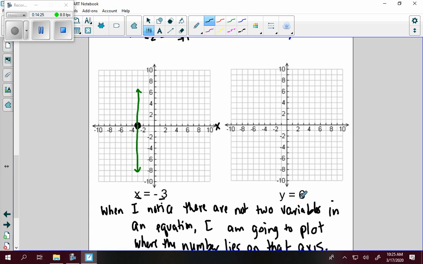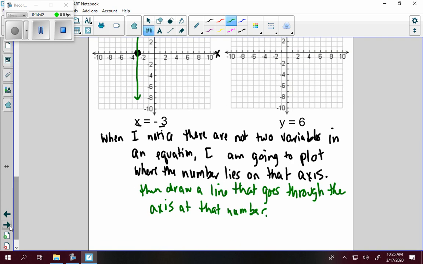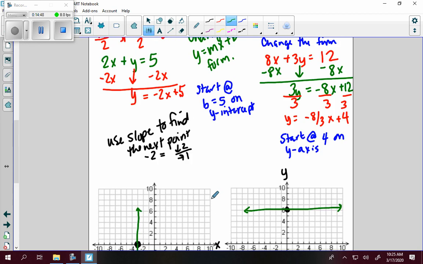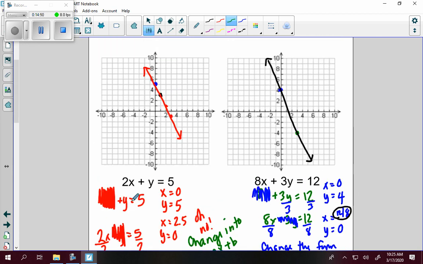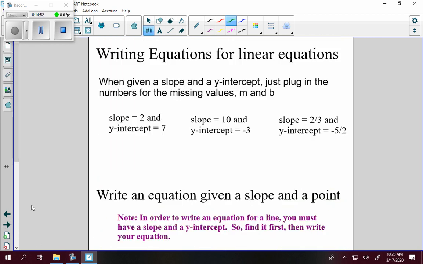If you go over to the y-axis and you say, well, y is 6 right here, then I have to draw a line through the axis at 6 because x can change, but y is always going to equal 6, and it won't always equal 6 unless you draw that line that goes through. What? That is so sweet. Cool. We're going to stop there.